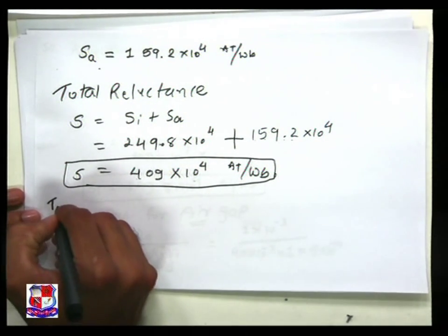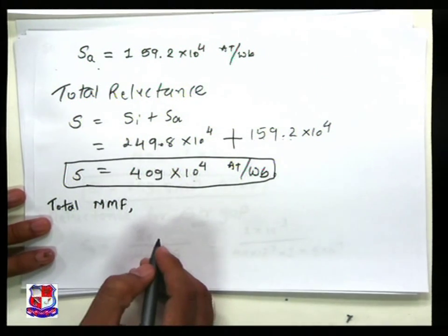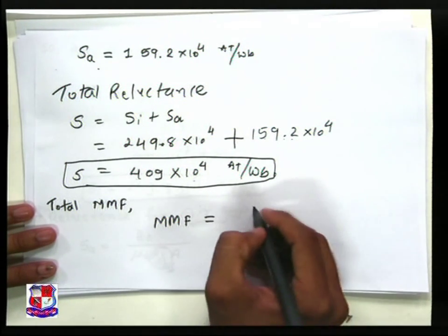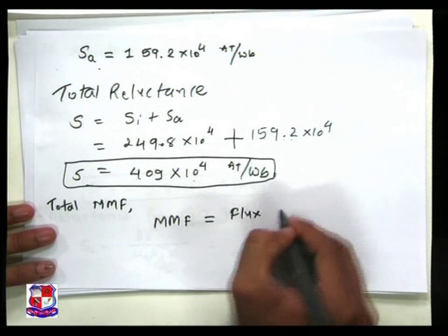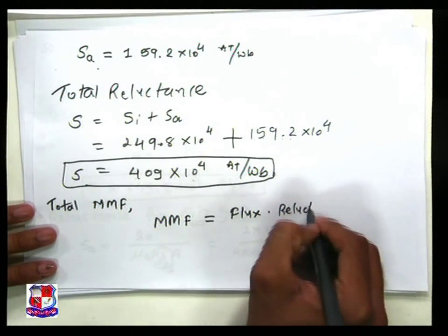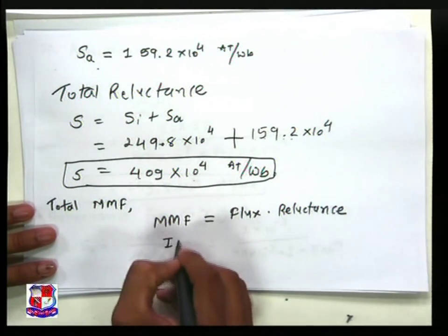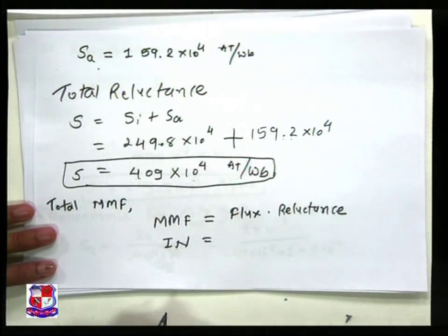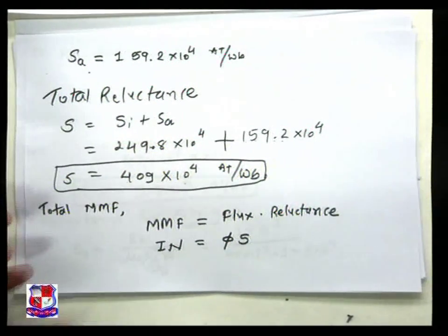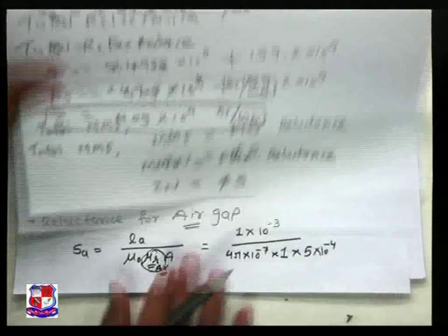So we know that total MMF required to flow current is MMF equal to flux into reluctance. So MMF is given by I into N, flux is given by phi and reluctance is given by S. So the equation becomes I N equal to phi into S.